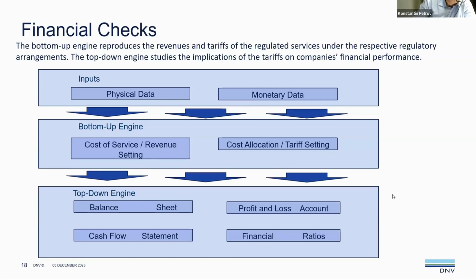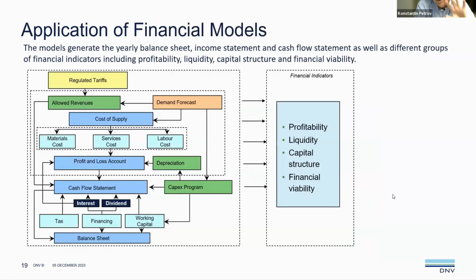And once we have established cost-based tariffs, we recheck their impact on the financial performance of the utility with the financial model. So in this case, we have a 2-step process. The first one is bottom-up, what I explained, revenue and tariff setting. And there is a second step, which is called top-down, which is checking the impact of these tariffs on the financial performance. It's done by specific financial models.